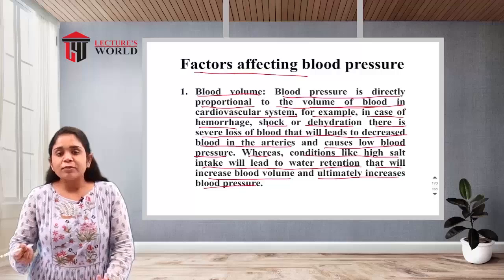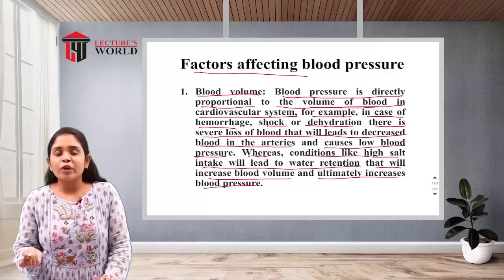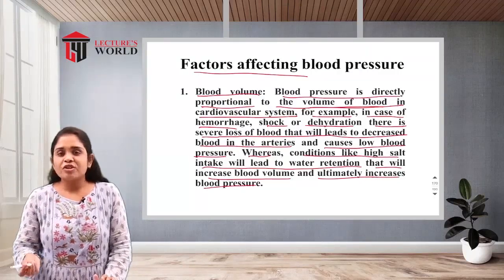So in the case of a patient whose sodium level is high, that is also going to have an effect on the blood pressure of the patient.